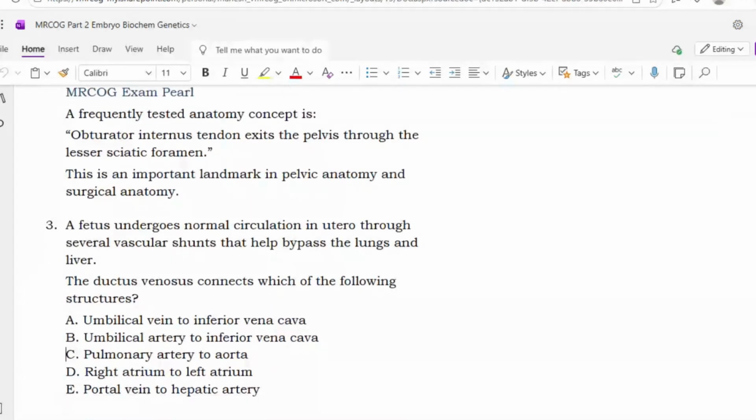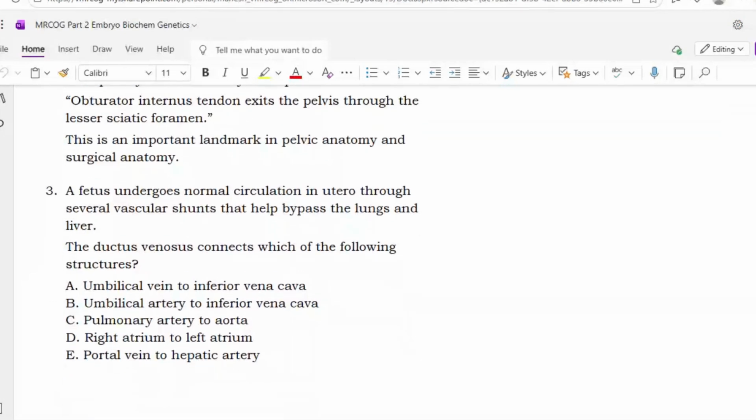Next question, doctor. Yes, sir. A fetus undergoes normal circulation in utero through several vascular shunts that help bypass the lungs and the liver. The ductus venosus connects which of the following structures? Umbilical vein to inferior vena cava, umbilical artery to inferior vena cava, pulmonary artery to aorta, right atrium to left atrium, portal vein to hepatic artery. Sir, option A, umbilical vein to inferior vena cava.